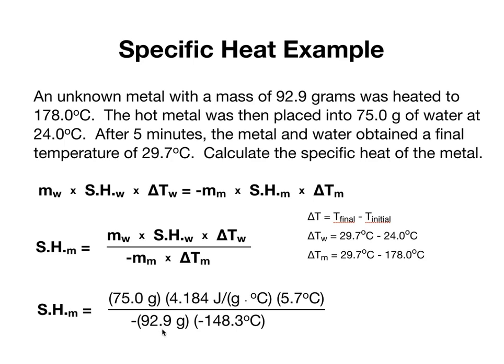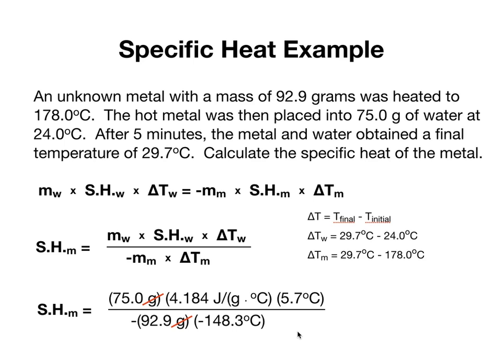The mass of the metal, 92.9 grams, is the mass of the metal, and then the temperature change of the metal. Now notice, class, when we do this subtraction, we get a negative temperature change of the metal, so we put that in there. So when you solve this, a negative times a negative makes a positive, right? So your specific heat should end up being a positive number.